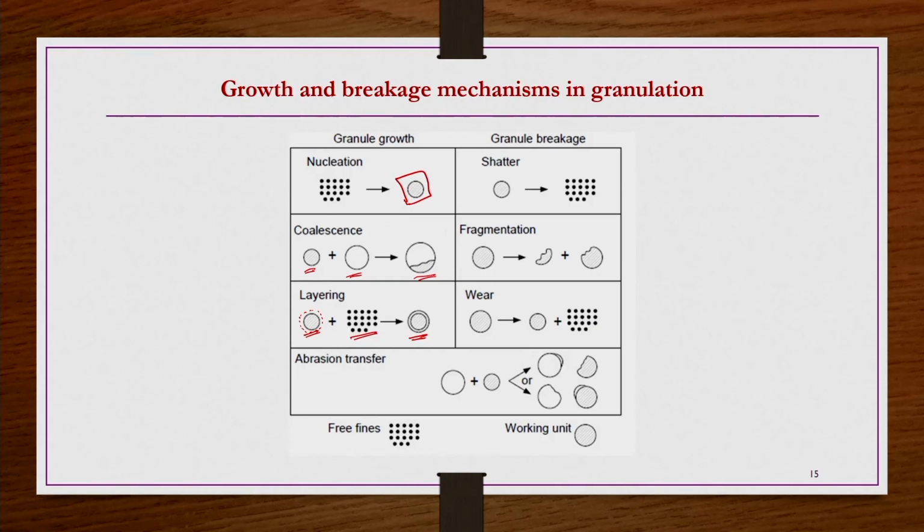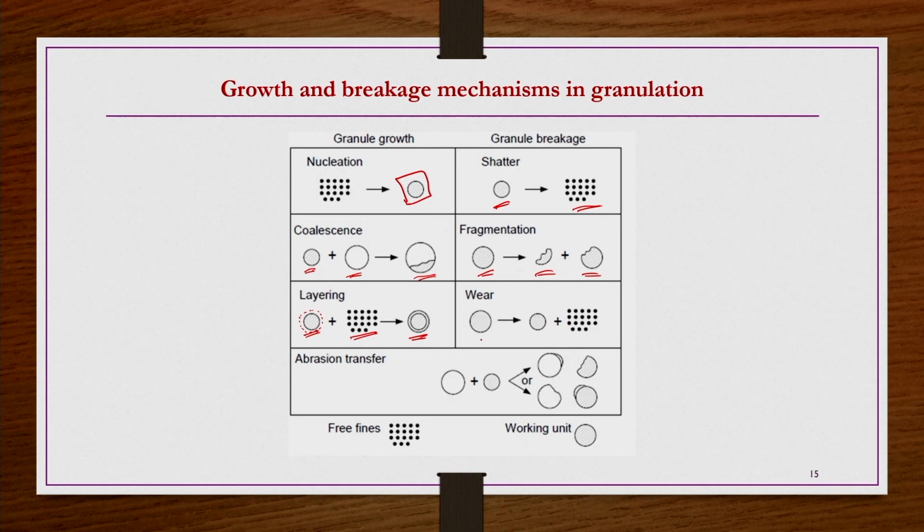Now, how does the granule breakage mechanism take place? Let us say you have an already granulated bigger-size particle, you shatter it, and then you form nuclei like this. It is just a reverse of the nucleation process. Then fragmentation: let us say you have a bigger-size granule. When you do the fragmentation, you can have two differently sized granules, different shapes and different sizes, because of the fragmentation.